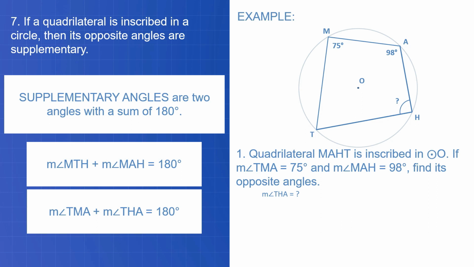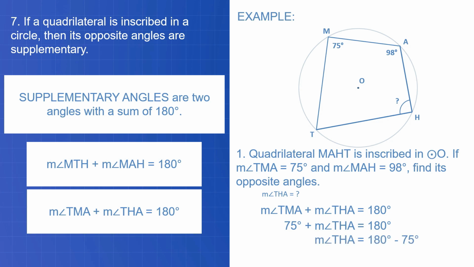Let's find first the measure of angle THA. Since the measure of angle TMA plus the measure of angle THA is equal to 180 degrees, substitute the value of angle TMA, that would give us 75 degrees plus the measure of angle THA is equal to 180 degrees. By subtraction property of equality, it will give us the measure of angle THA is equal to 180 degrees minus 75. Simplify, we'll have 105 degrees.